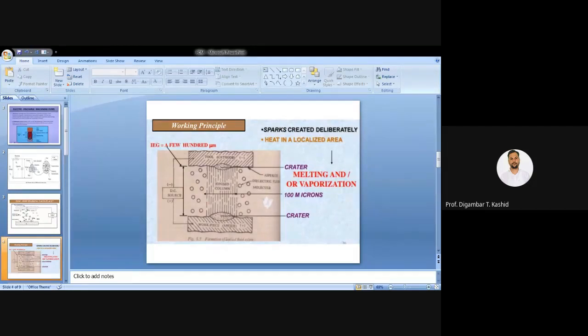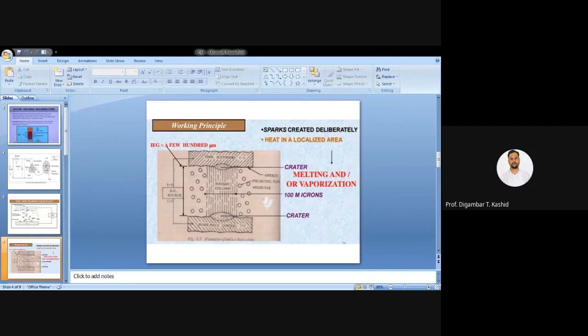So I was telling about this crater. This is a crater and this is its shape. You can see this much of small craters are generated for a single spark, around 10 micron for a single spark.